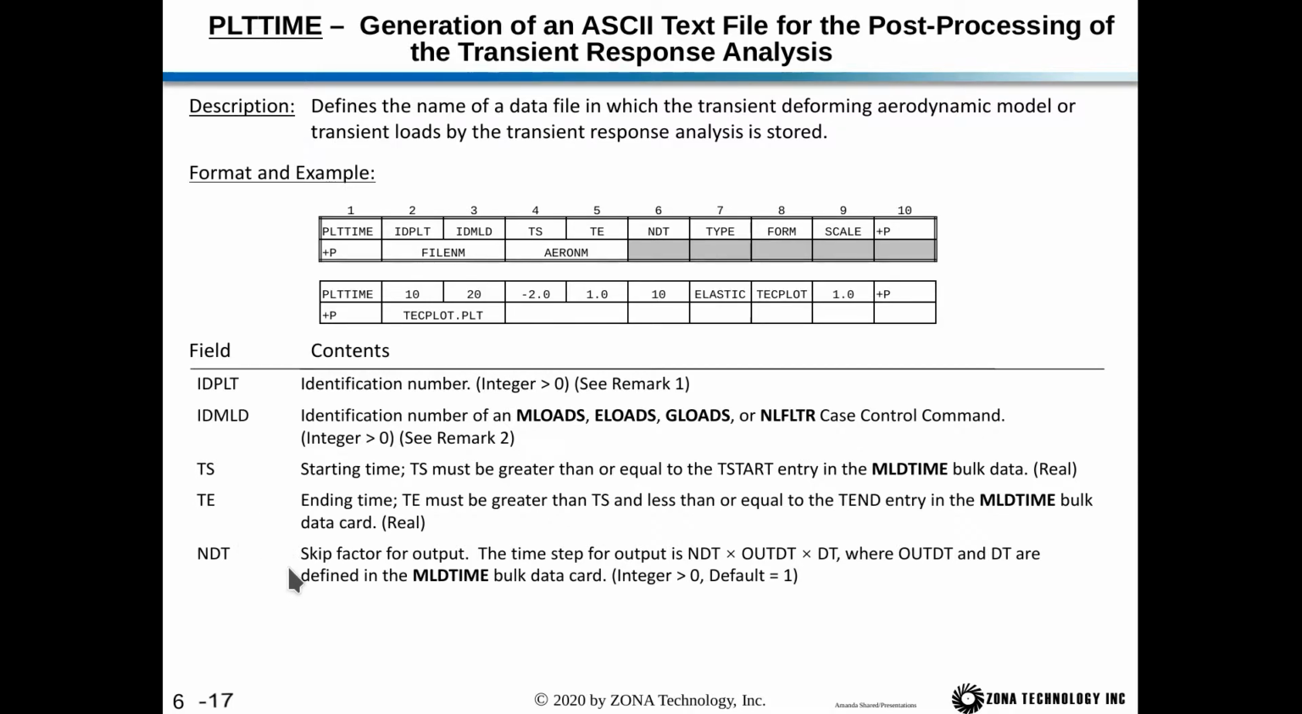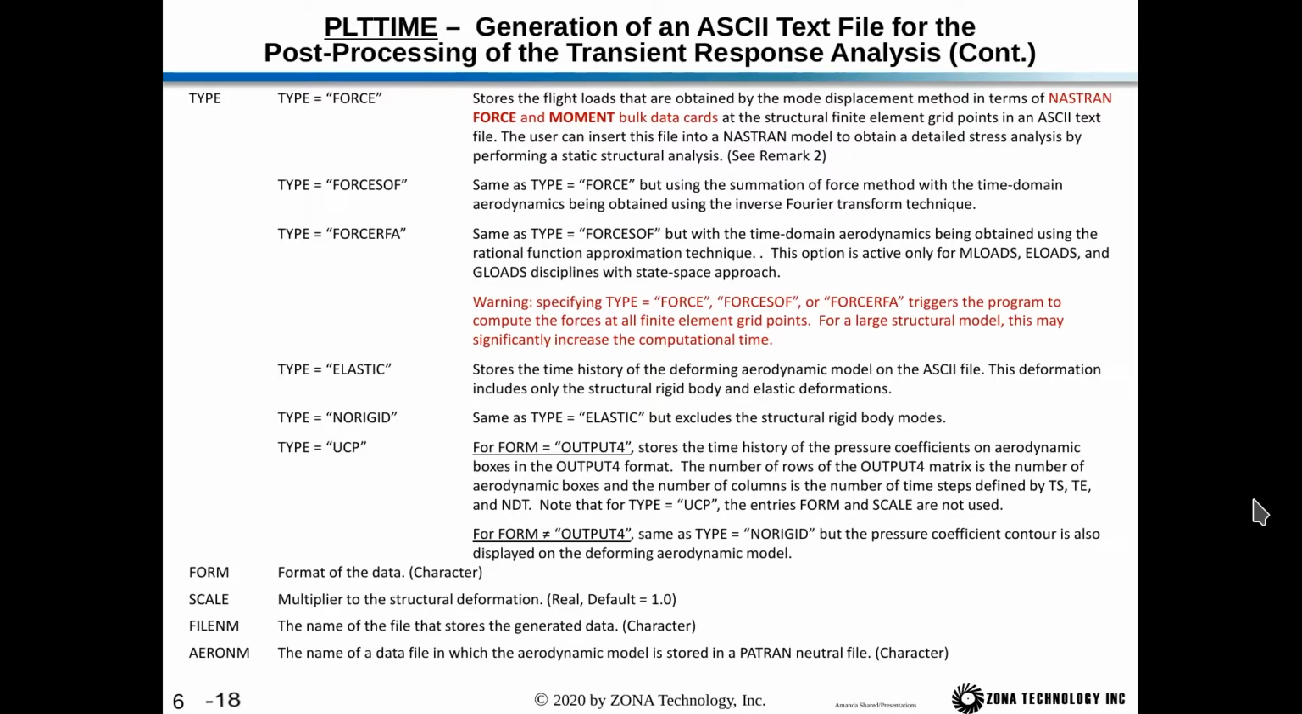So this NDT is combined with outDT from the MLD time bulk data card. So the final time step for the plotting output is NDT times outDT times DT. Next, you specify the type of the plot time output. For type equals force, we store the flight loads that are obtained by the mode displacement method in terms of Nastran force and moment bulk data cards at the structural finite element grid points in an ASCII text file.